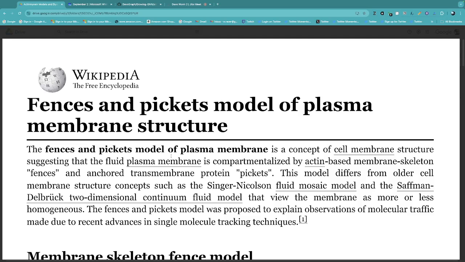The Fences and Pickets model of plasma membrane is a concept of cell membrane structure, suggesting that the fluid plasma membrane is compartmentalized by actin-based membrane skeleton fences. So this is what we're looking at with these actin filaments, and anchored transmembrane protein pickets. Again, we were looking at the actomyosin network. We're looking at the actin filaments. We have the skeleton, which are the fences. And those fences, of course, have to have pickets. So those are the anchored transmembrane proteins.